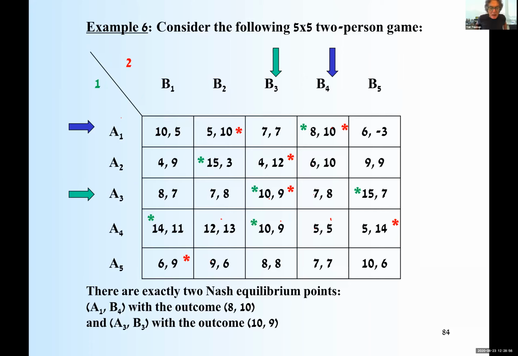Self-enforcing agreements are A1, B4, in which case, when they do it, player 1 gets 8, player 2 gets 10, and the other one, A3, B3, and when they take these decisions, player 1 gets 10 and player 2 gets 9. I don't compare the 2, I just say in case they agree on A3, B3, none of them has any incentive not to fulfill the agreement. Each one of them will stick to the agreement, believing that the other one does it.